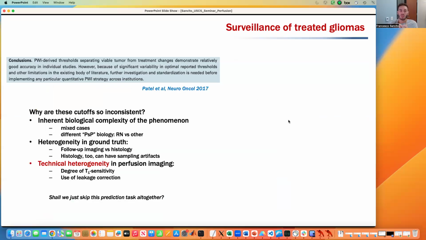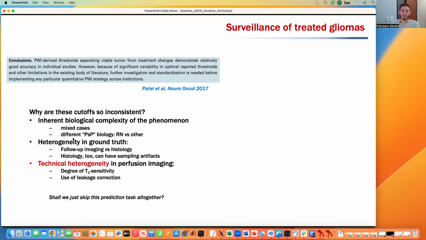But why do we have this issue? Why is it so hard and so inconsistent to come up with a clear cutoff and a distinction between these two entities? First of all, there are mixed cases, as we said. Maybe we have radiologic features of prevalently radiation necrosis, but the tissue is both radiation necrosis and pockets of recurrent disease. So mixed cases are very difficult to handle and to diagnose.